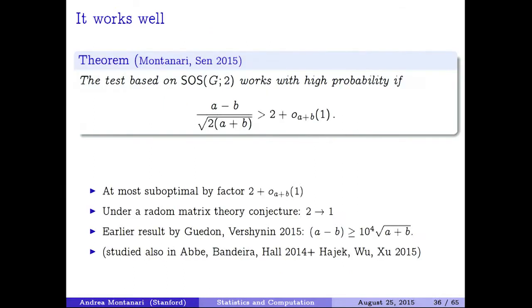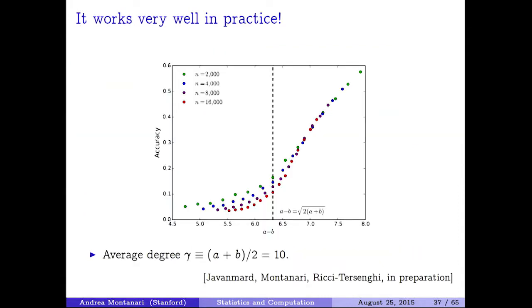One might wonder, this factor 2, I don't like it. It's really 2 plus a small o(1). So this is not really an optimal method, etc. If you do simulations, this is the information theoretic threshold. Here we look at graphs of increasing size at average degree 10, a reasonably small average degree, and this is the information theoretic threshold.